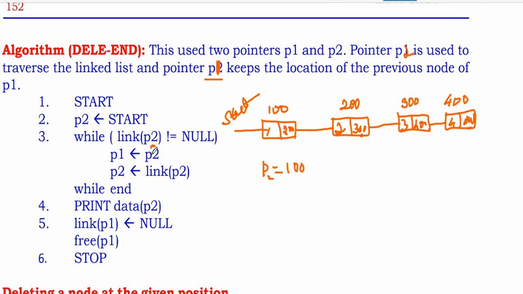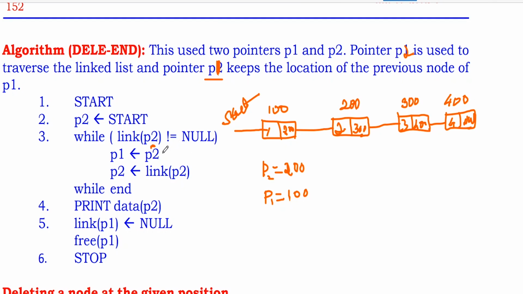So therefore what do I do? P1 is now created, and it will be copied from P2, which is 100. After this, P2 becomes link of P2, which is 200. So now again we repeat. Now P2 is 200, which means we are referring to this node. Link of P2 is 300. 300 is not equal to null?